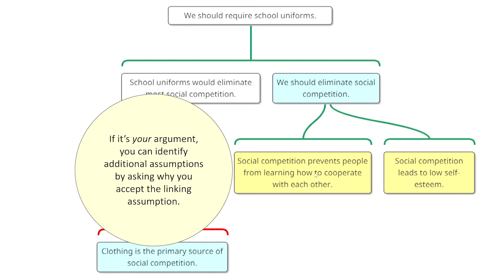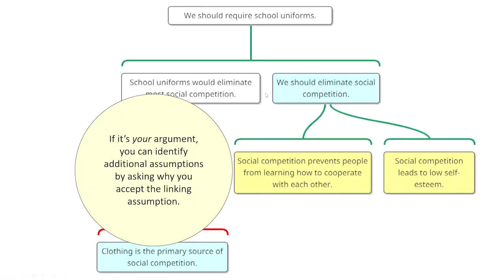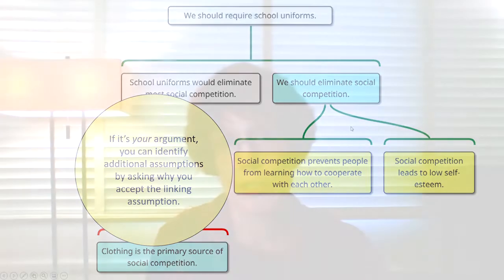Now, I'm a little cautious about even calling these hidden assumptions because in a way they're not in the argument, but if it is your argument, if you're trying to figure out how you are thinking about something, once you identify your linking premise, you might ask yourself, why do I believe that? What evidence do I have for that? And then you might come up with something like, well, I think that social competition prevents people from learning how to cooperate with each other. Or, I think that social competition leads to low self-esteem. And these are the reasons that I believe we should eliminate social competition.